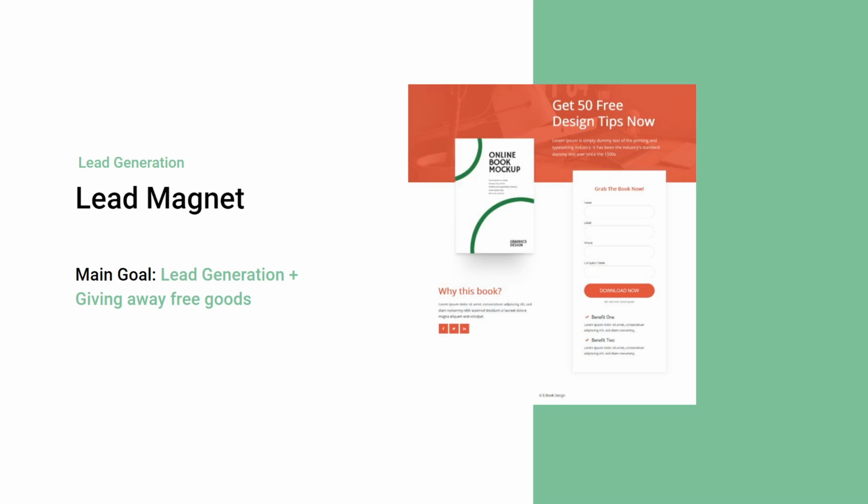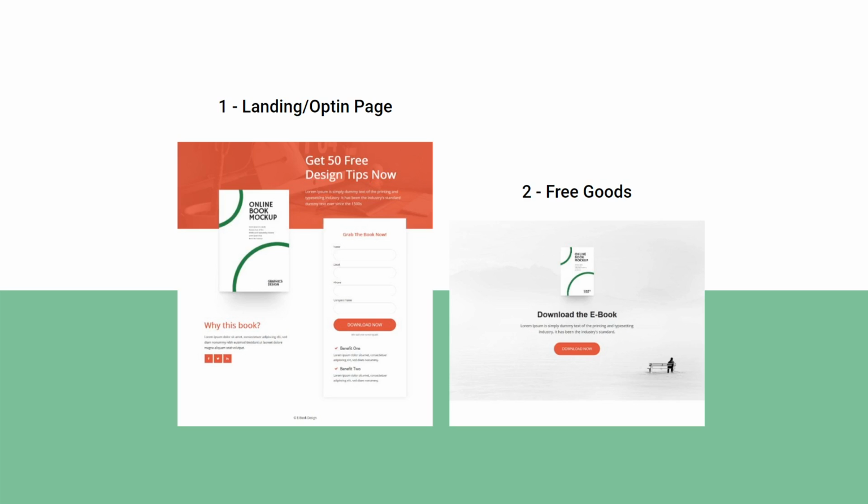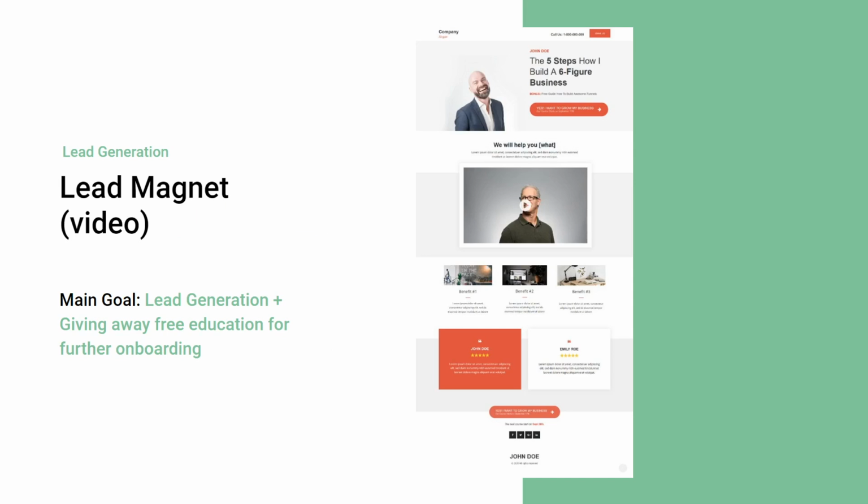That's because it is a magnet. Basically, this is what drives them to submit their information. The fact that they'll get something for free. So we'll look into this type of funnels that you can do basically in a few minutes. And again, the key pages of such funnel is the landing/opt-in page and the free goods page where people can actually download or watch a video or do some other next action afterwards.